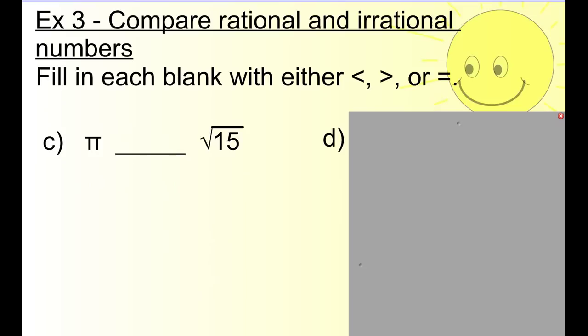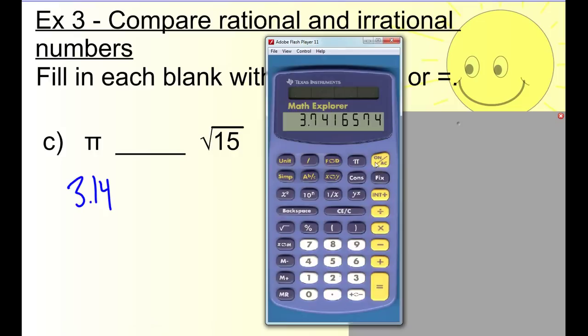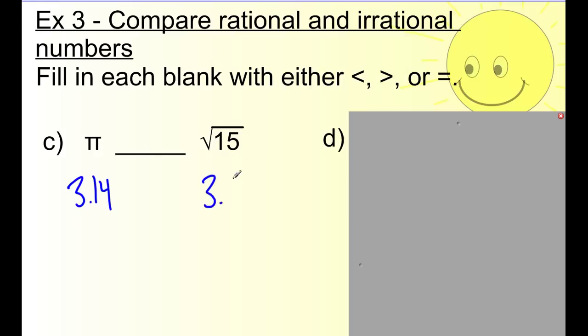I'll do one more example here, and then I have one for you to try as well. Pi. Most people remember or know that pi is 3.14. Now, we know that's a whole bunch of extra digits, but it doesn't matter. That's probably close enough to do this problem. Square root of 15, on the other hand, 15 square root, 3.87. Now that we have two decimals, well, clearly 3.8 is bigger than 3.1, so the square root of 15 is the bigger number.